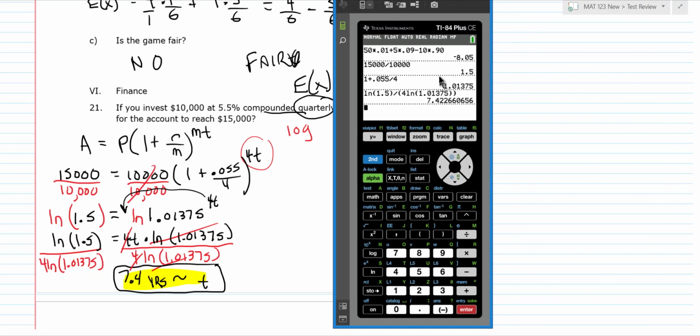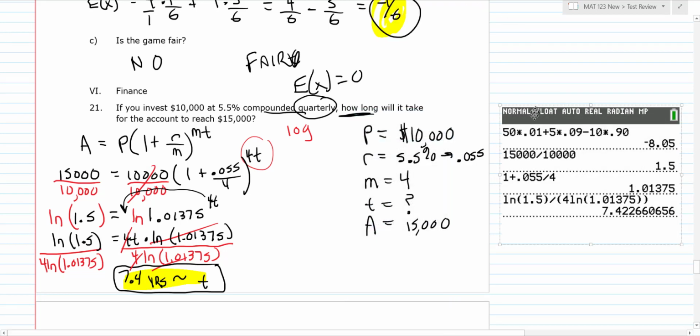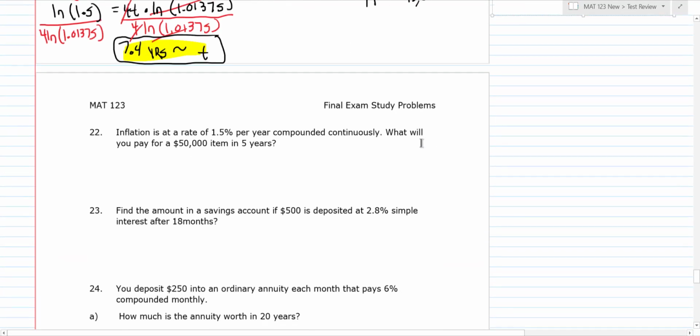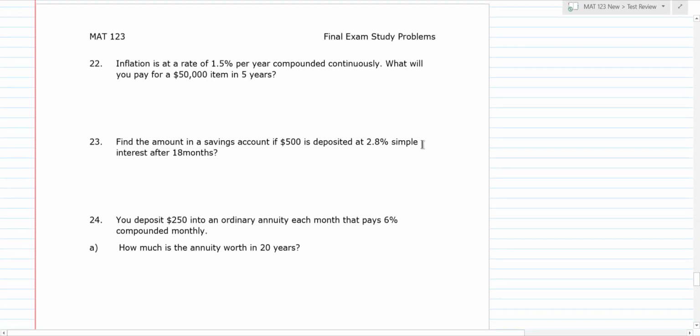All right, so that's how that goes. You're using the compound interest formula. Okay, next page. All right, a couple other pages to go. And let's see, this one says inflation is at a rate of 1.5% per year compounded continuously. What will you pay for a $50,000 item in 5 years?